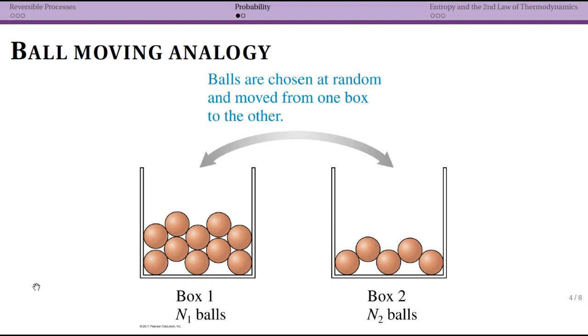The book introduces this idea of how to think about probability and movement towards equilibrium, and I think this is a great analogy. Imagine that you have two boxes filled with balls. However, they don't have the same number of balls, so I suppose filled is really not the right way to say it. But you have initially more balls in box 1 than you have in box 2.